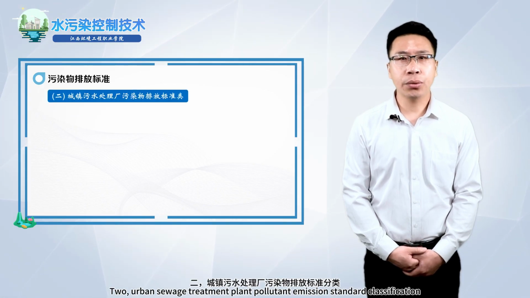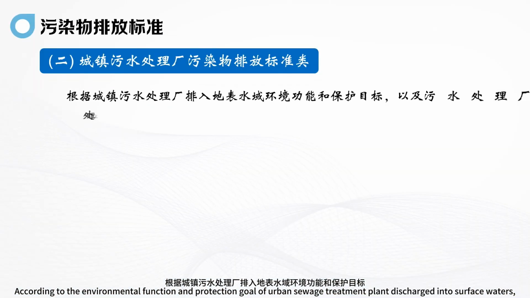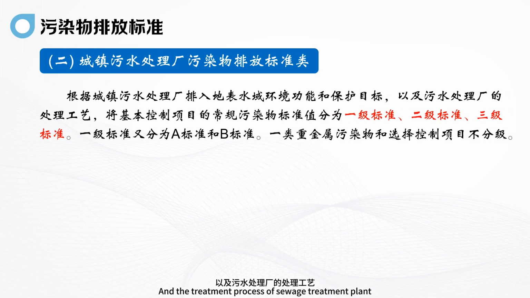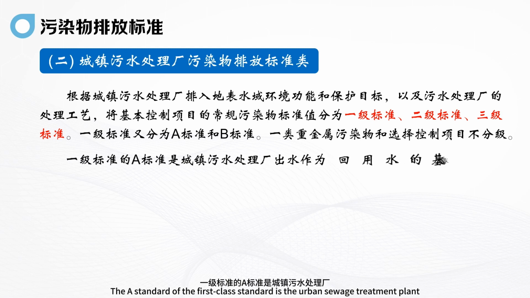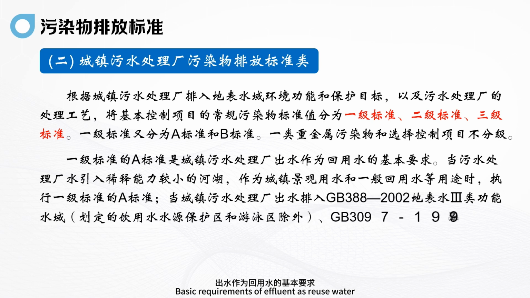2. Urban Sewage Treatment Plant Pollutant Emission Standard Classification. According to the environmental function and protection goal of the surface waters that urban sewage treatment plants discharge into, and the treatment process of the sewage treatment plant, conventional pollutant standards for basic control items are divided into first-class standards, second-class standards and third-class standards. The first-class standard is divided into A standard and B standard. Heavy metal sewage pollutants and selection control items are not classified. The A standard of the first-class standard is the basic requirement of urban sewage treatment plant effluent as reuse water.